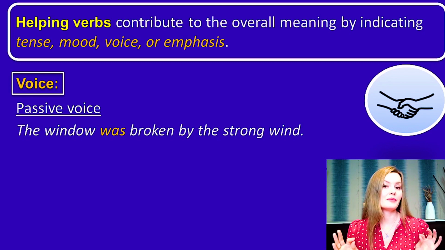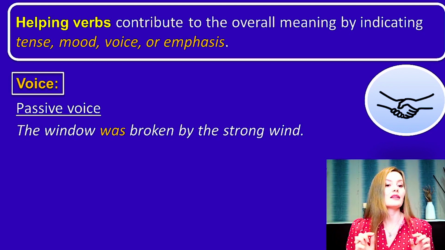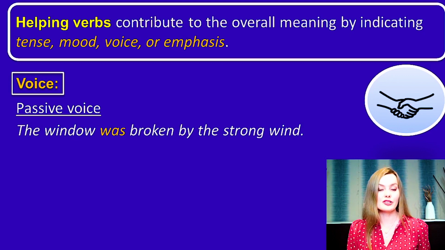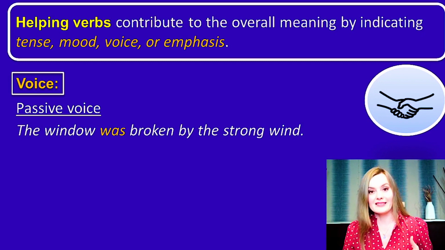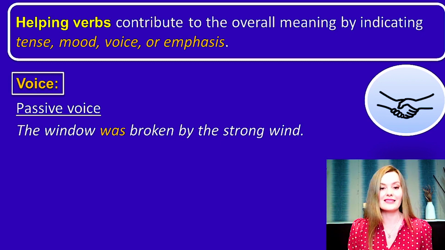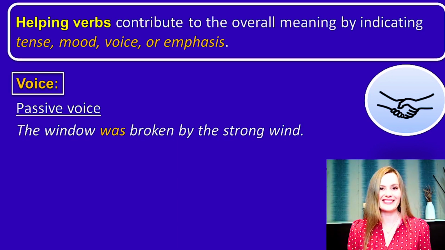Also, we can use helping verbs to form the voice, like in this sentence. The window was broken by the strong wind. The helping verb was helps us to build the passive voice in this sentence. I have just said that helping verbs indicate the time of action. So let's see how helping verbs help us to build different tenses in English.